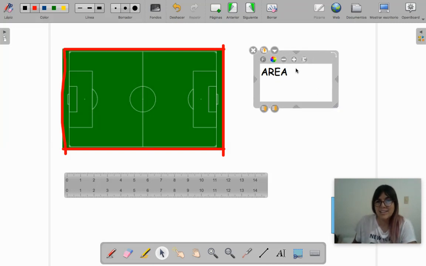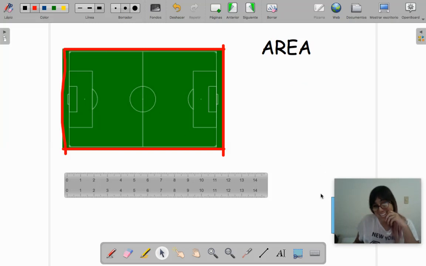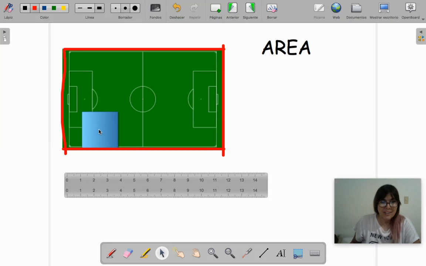The area is the inside of shapes or things. The area is all this that is inside. And here is the surprise of what we use to measure. What do you see here? Exactly. We use squares to measure the area. We use squares to measure the inside, the area. Okay? And how do we do that? We just cover with squares all the inside.